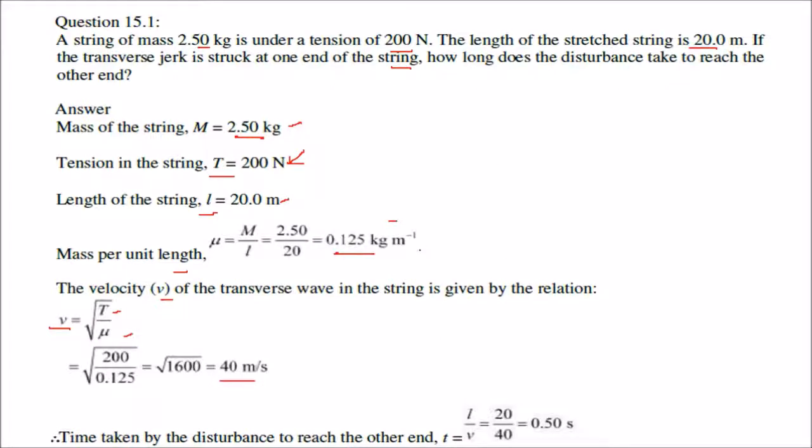Now, the time taken by the disturbance to reach the other end, we know speed equal to distance by time, so we have to find out the time. So we have to divide distance by speed, that is distance here in this case is L, the velocity we just found out, so L by v. L is 20 meter, and then we divide it by 40, so it gives you 0.5 seconds.